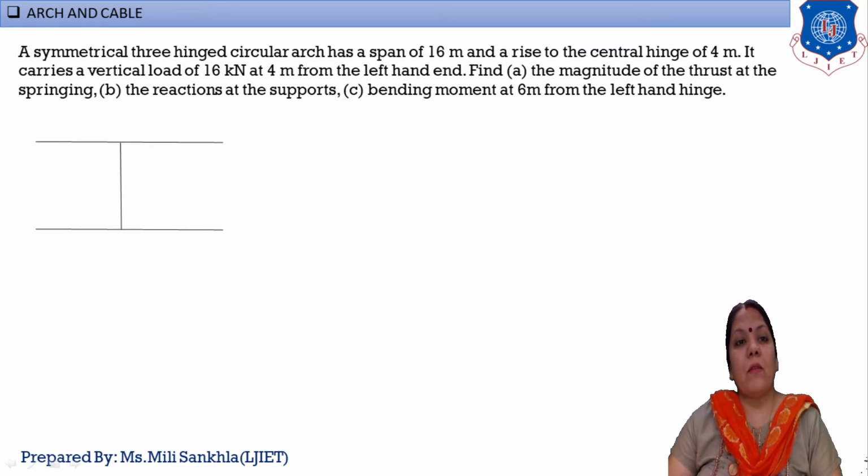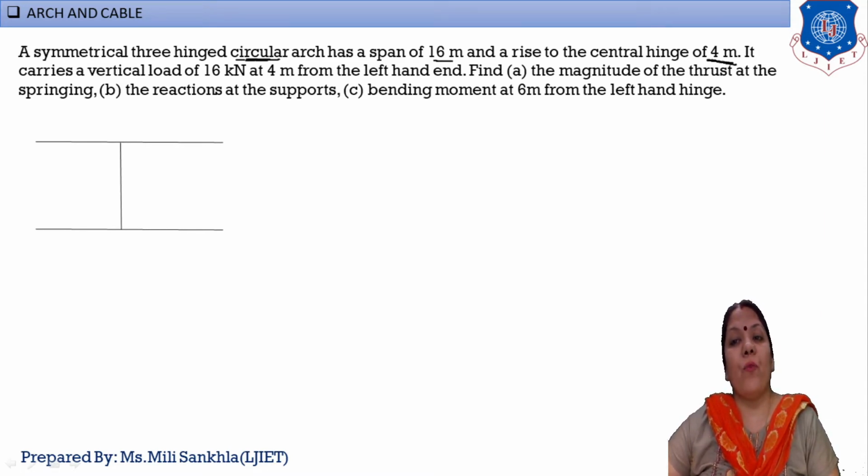A symmetrical three-hinge circular arch. Here it is mentioned that this given arch is a circular arch. Before, we solved three examples of parabolic arch. In the data, it is compulsory to mention the type of arch, and we follow the equation of that particular arch. Now the circular arch has a span of 16 meter and a rise at the central hinge of 4 meter.